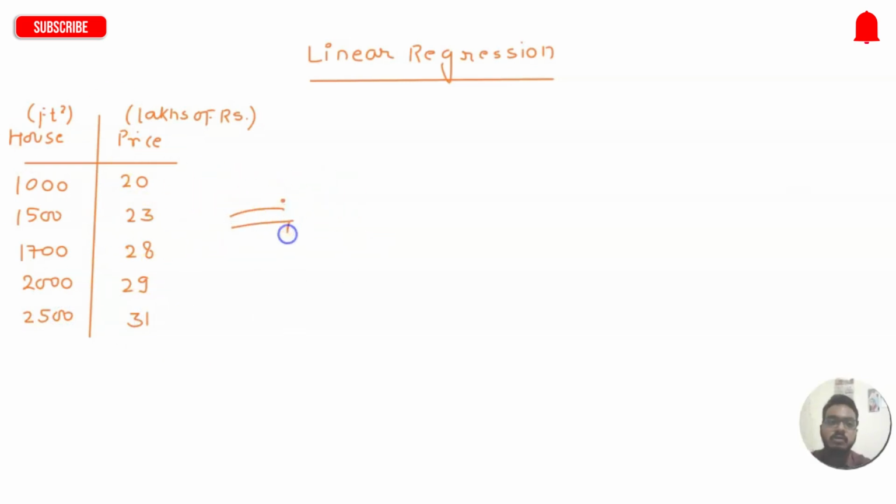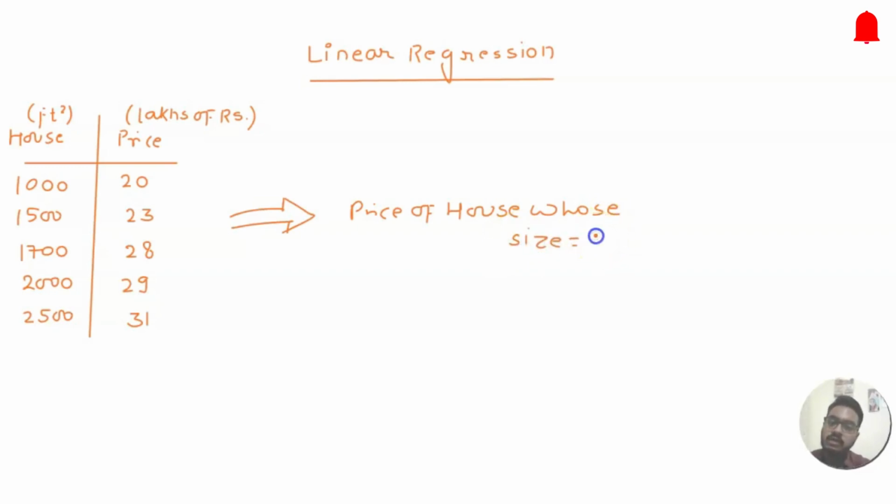Now, if I ask you a question: can you predict the price of a house whose size is, let us take, 2246 square feet? This is the question. To find out the price based on the given size, we try to train a model using the algorithm called linear regression. Now, how does it work?